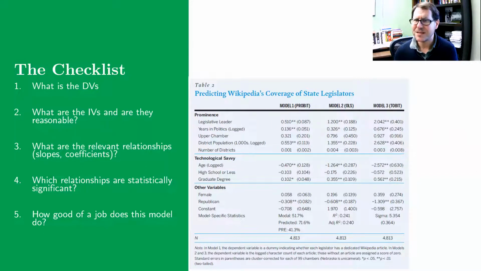And intuitively, that makes a lot of sense, right? If you're a backbencher, maybe nobody bothered to make one for you. But if you're the legislative leader, if you're brokering deals, odds are you have a Wikipedia page. That seems to make sense.